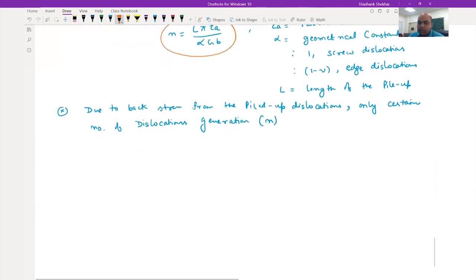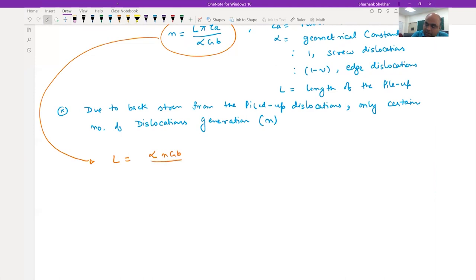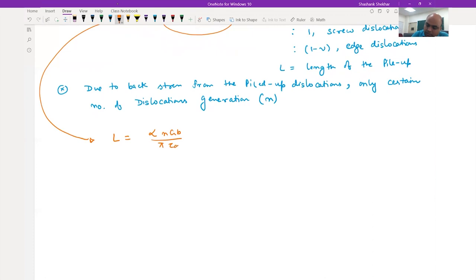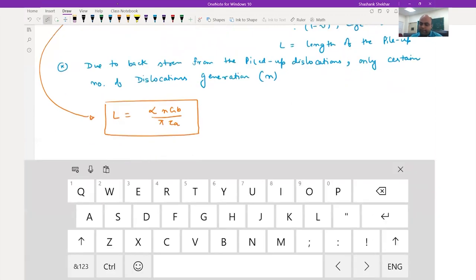Okay, so now you know the number of dislocations which can be piled up when you have applied stress of tau A, and length of the pileup is given by L. So I can write what is the length of pileup from this particular equation on the top. That will be given as alpha n G b by pi tau A. So this is the length of the pileup.